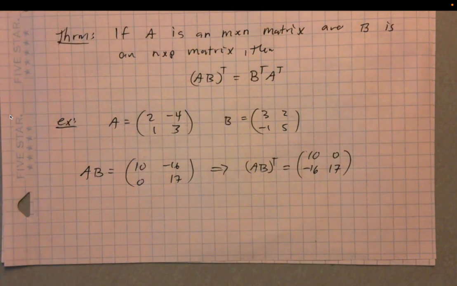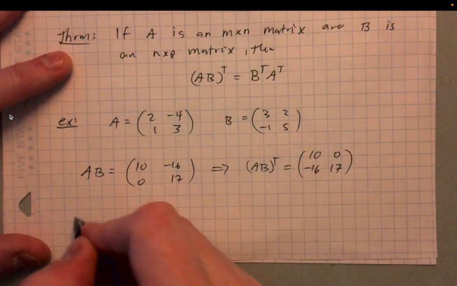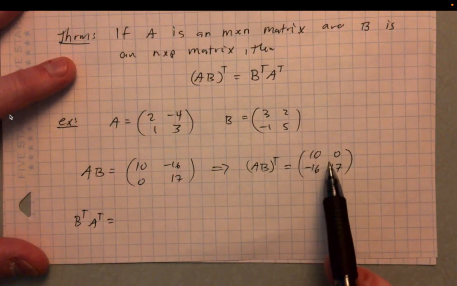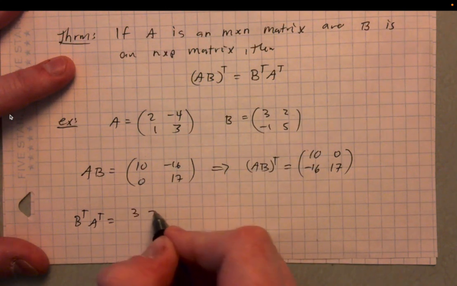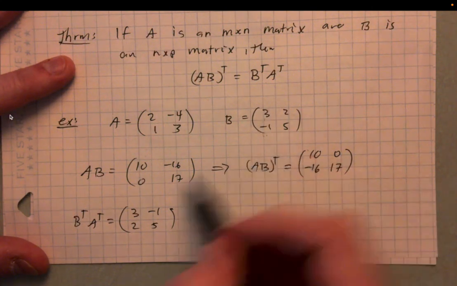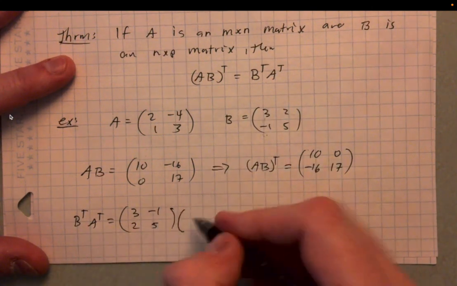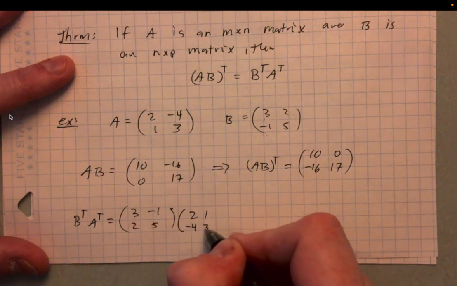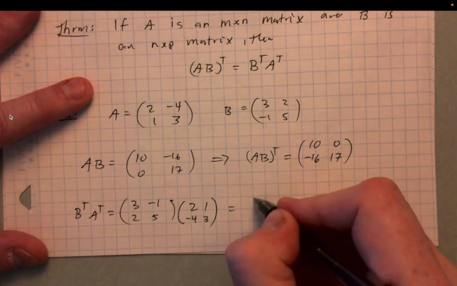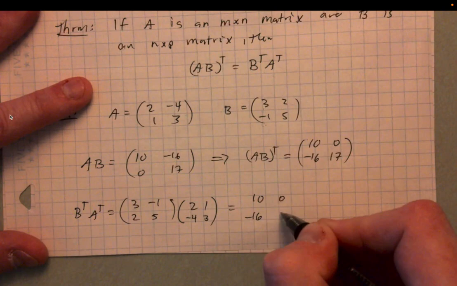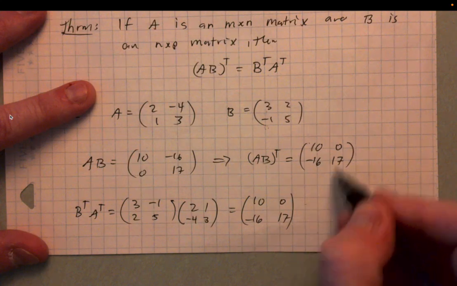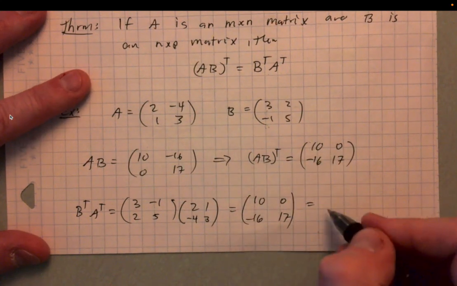So 10, 0, the first column becomes the first row, and the second column becomes the second row. Okay, and what we can show is that B transpose A transpose in this case is equal to this product. B transpose would be 3, negative 1, 2, 5, again making the first column into the first row. And then A transpose would be 2, 1, negative 4, 3. When you multiply those two matrices together, you get 10, 0, negative 16, and 17. Again, pause and confirm.